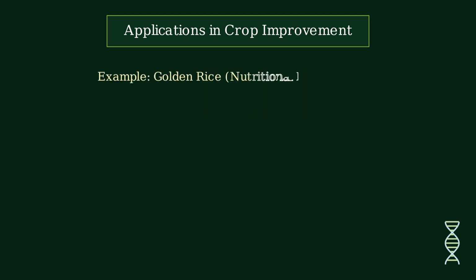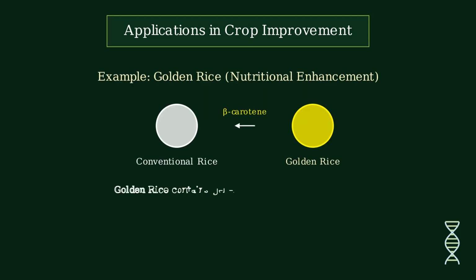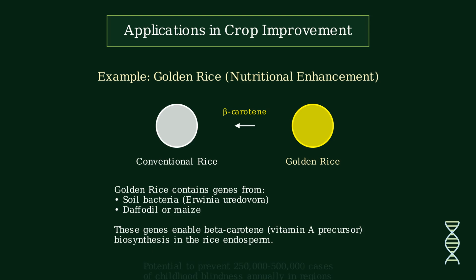Golden rice is engineered to contain beta-carotene, a precursor of vitamin A, in the rice endosperm. It contains genes from soil bacteria and either daffodil or maize to enable this biosynthesis pathway. This innovation has the potential to prevent 250,000 to 500,000 cases of childhood blindness annually in regions where vitamin A deficiency is prevalent.